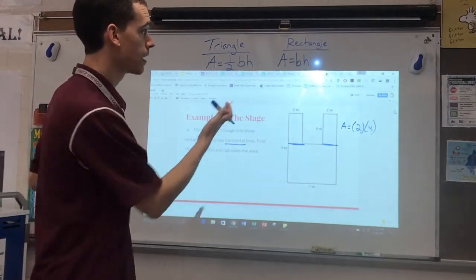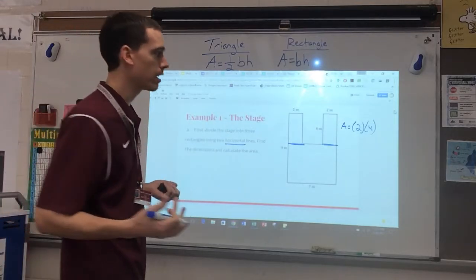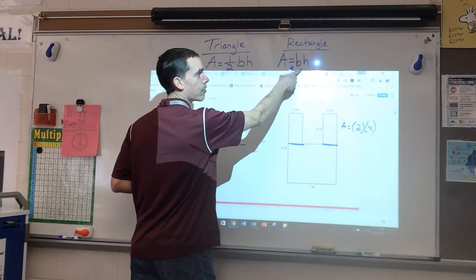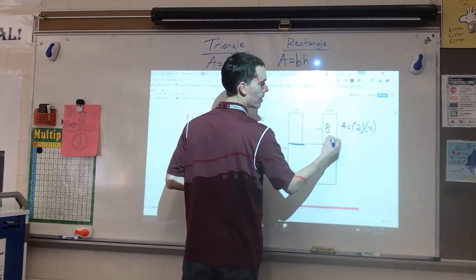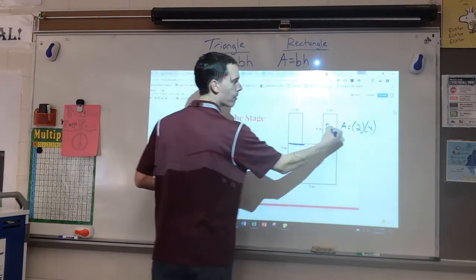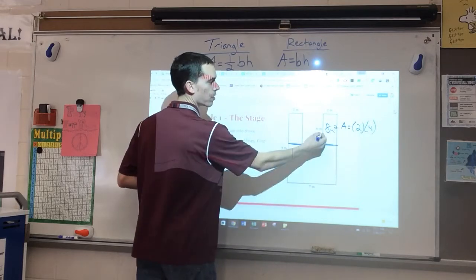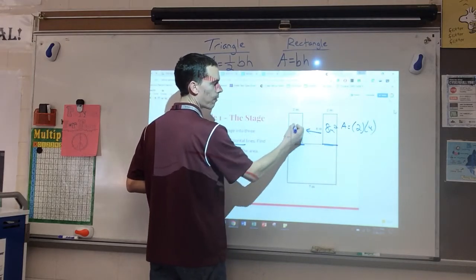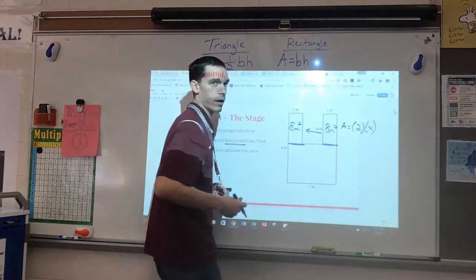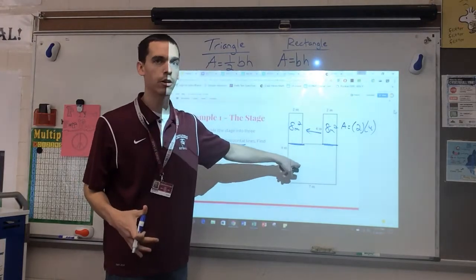2 times 4 what? It's meters, and 2 times 4 is 8. Of course, the area of a rectangle, base times height. So this is going to be 8 meters squared. And of course, this one's going to be the same thing. Again, another 2 by 4 is 8 meters squared. We're going to add that total on later. Let's find the larger one here.